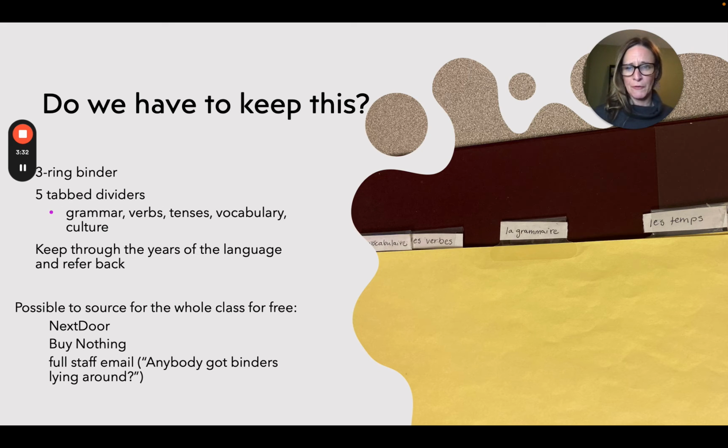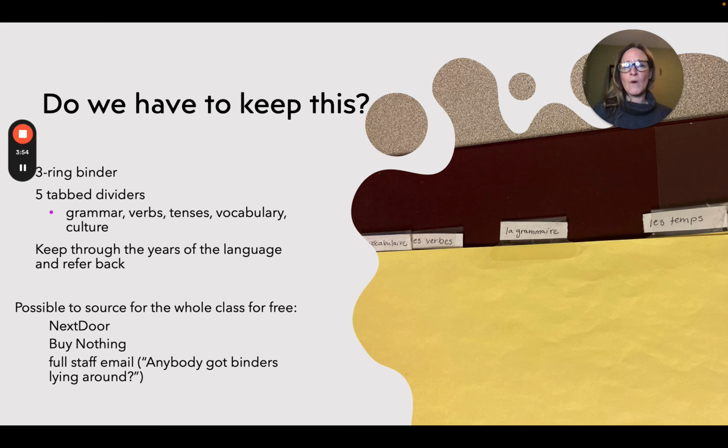buildings are overflowing with binders. So I always take them and source them and tuck them away. And then in the beginning of French 1, I bring them out and I say, hey, for class, you need a 3-ring binder and 5 tab dividers, and I have some here. So if you'd like to use what I have, great. You don't have to go shopping for school supplies.